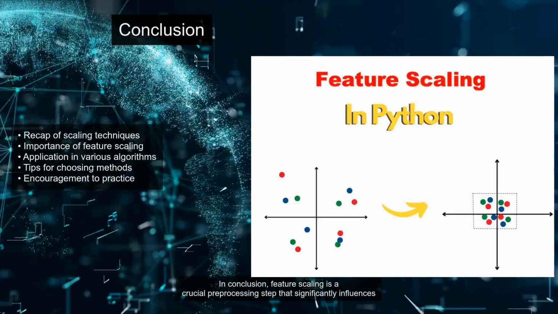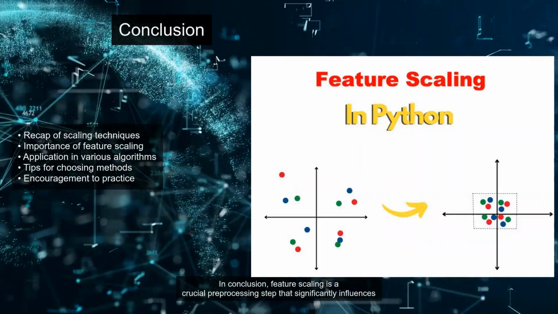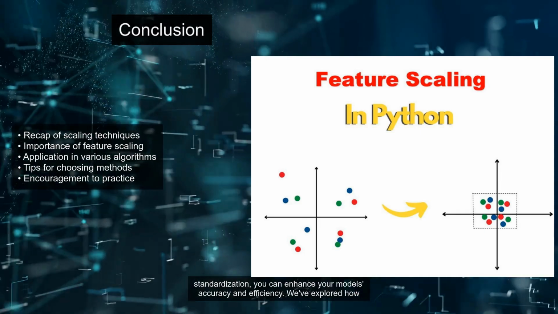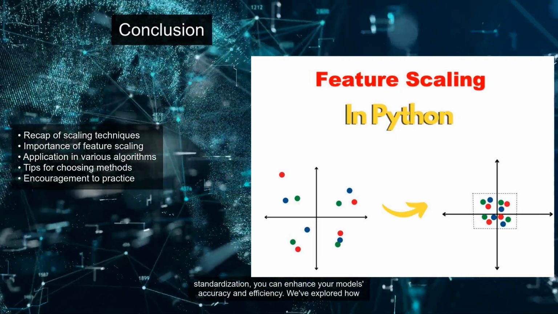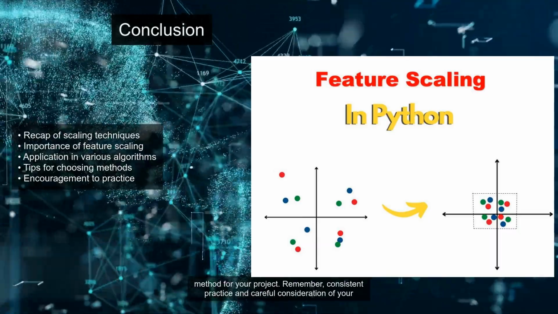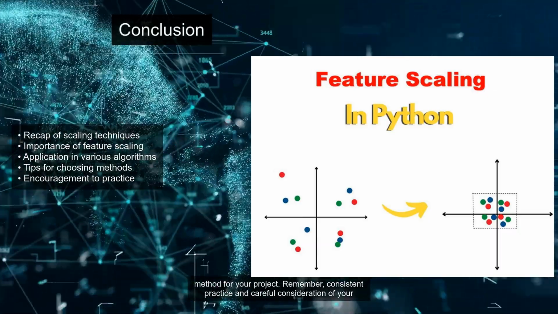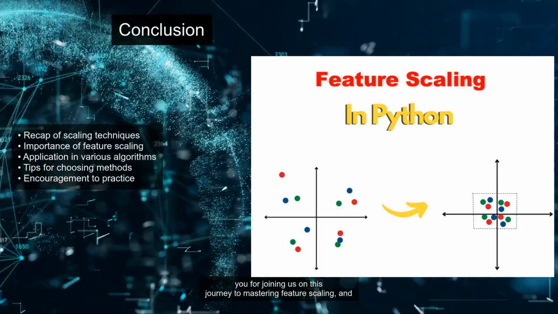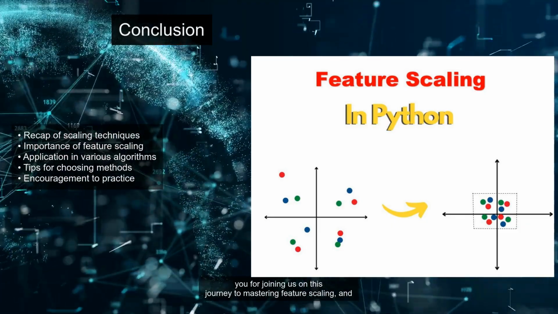In conclusion, feature scaling is a crucial preprocessing step that significantly influences the performance of machine learning models. By understanding and applying normalization and standardization, you can enhance your model's accuracy and efficiency. We've explored how these techniques impact different algorithms and provided guidelines for choosing the right method for your project. Remember, consistent practice and careful consideration of your project's specific needs will empower you to make informed scaling decisions.